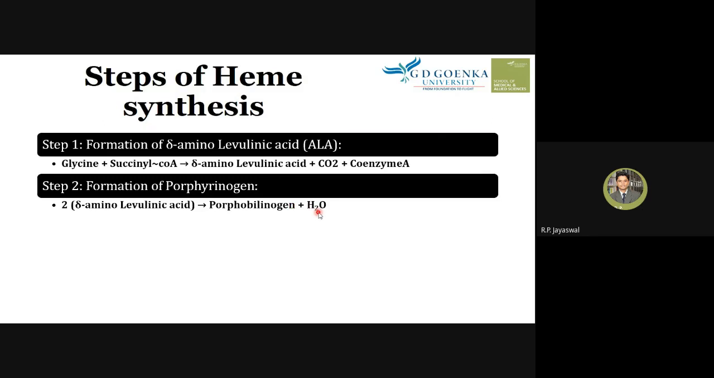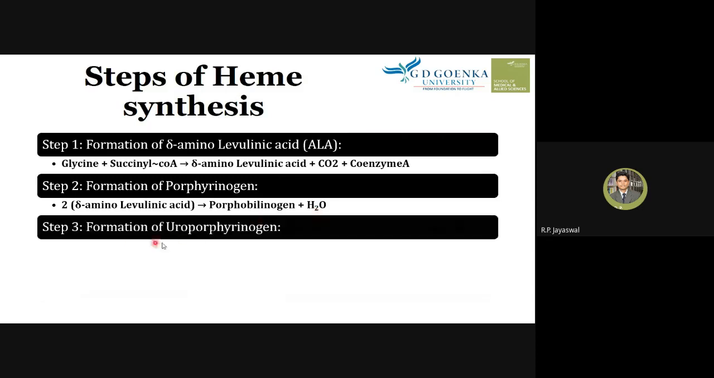In the third step, there is a formation of uroporphyrinogen, which is made by 4 molecules of porphobilinogen. Here, this is the porphobilinogen. So 4 molecules of porphobilinogen combine together and make uroporphyrinogen III. So in the third step, we have got uroporphyrinogen III here.